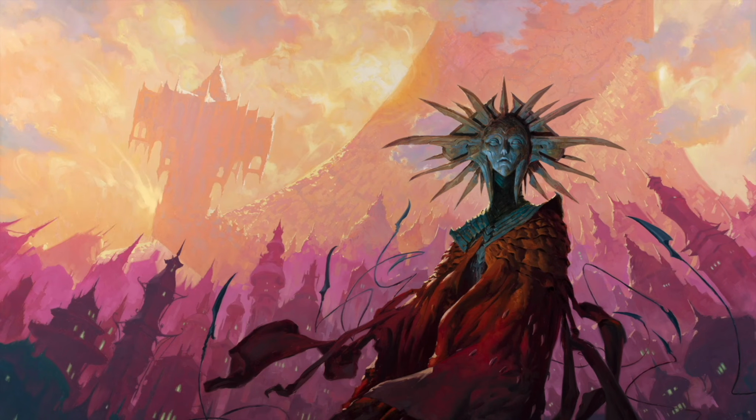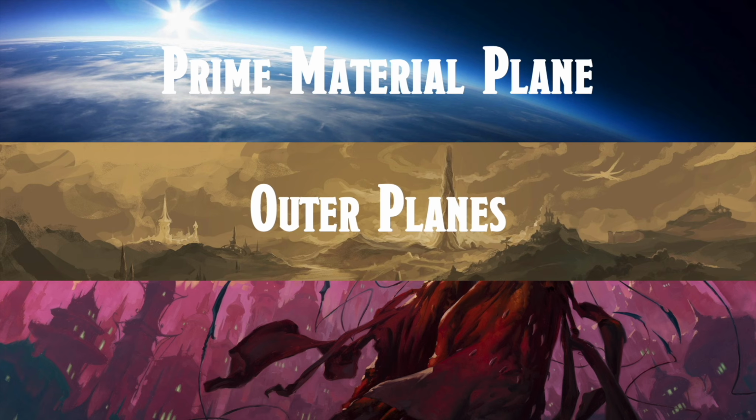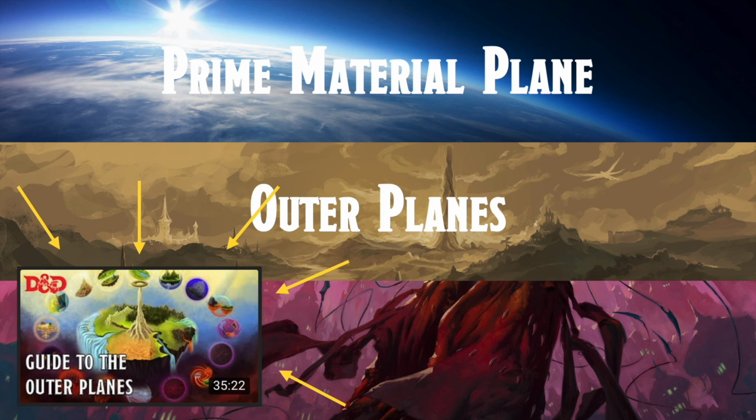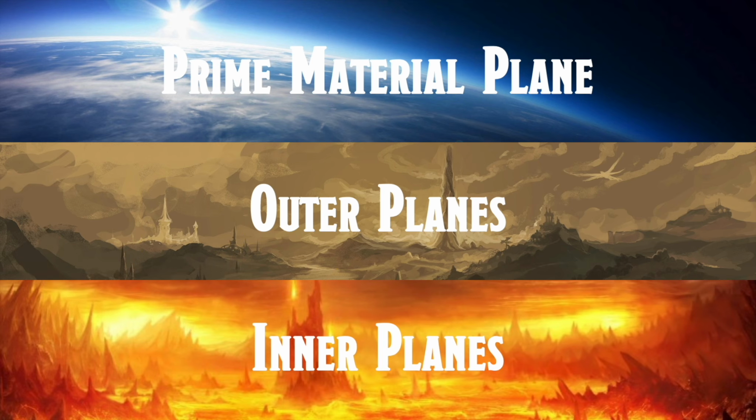In the Planescape campaign setting for D&D, there are three main types of planes, or realms of existence. The prime material plane, which you could think of as the natural world. There's the outer planes, which act as afterlives, the planes of morality and philosophy, which I covered in a previous video. And then there's the inner planes, which are places of mostly pure elemental energy. They constitute the building blocks of matter in the universe. This video is about those.